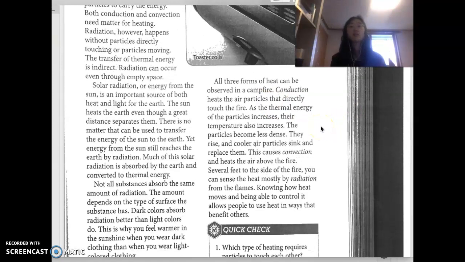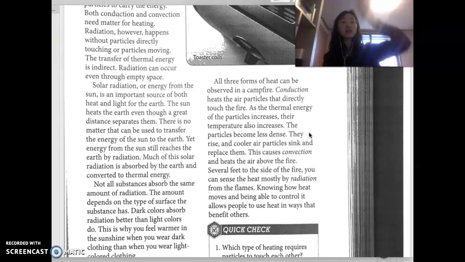Conduction heats the air particles that directly touch the fire. As the thermal energy of the particles increases, their temperature also increases. The particles become less dense. They rise and cooler air particles sink and replace them. And this causes convection and heats the air above the fire.